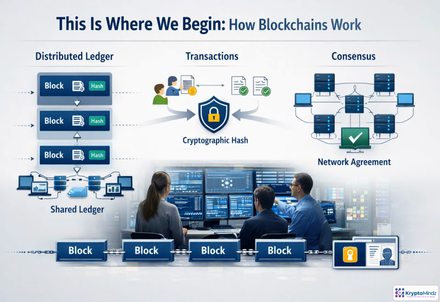Before we get to wallets or passwordless login, we need the foundation. A blockchain is a shared ledger copied across many computers. Transactions are grouped into blocks, and each block is protected by a cryptographic hash. Those hashes link blocks together, so changes to old data become obvious. Consensus is how the network agrees which history is valid. These mechanics are what later allow identity systems to prove ownership without depending on one central database.